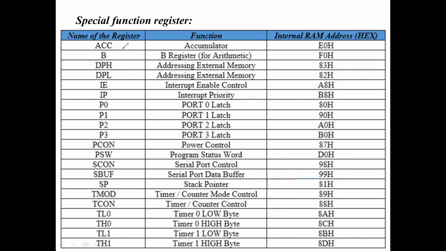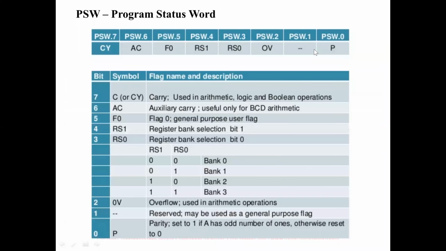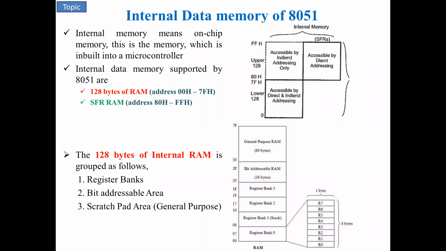These registers are specified with some unique address, which varies from 80H to FFH. So internal data memory is for any computation. In internal data memory, we have 128 bytes that we can utilize, and we have the special function register RAM.